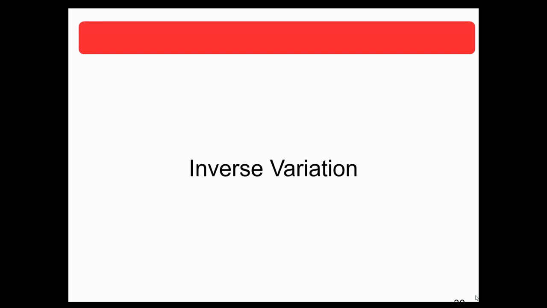We're still continuing on with 3.5, and now we're going to talk about inverse variation. Before, when we talked about direct variation, we said that if the y went up in value, so did the x, or if the x went up in value, so did the y. Or sometimes with direct variation, if one went down, the other went down. In inverse variation, we have the opposite effect. So if the x went up, the y will go down.